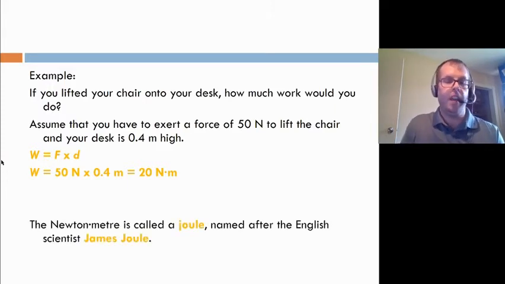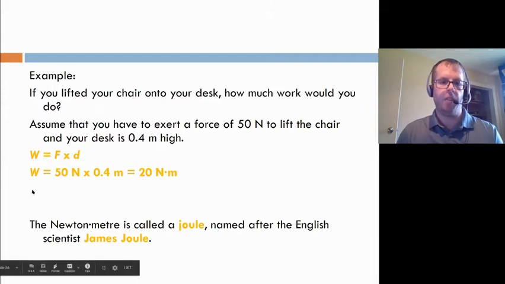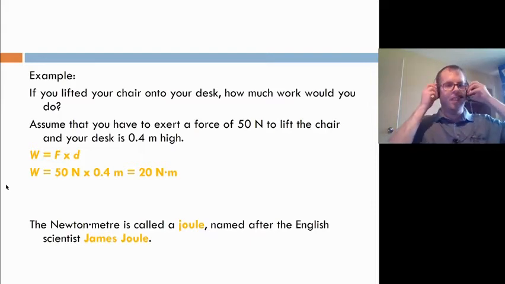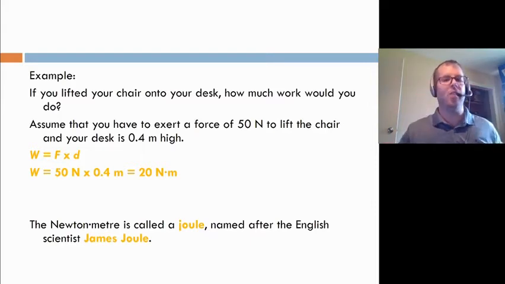Okay, and then we'll mention it right now. Another unit that we can use for work instead of the Newton meters: a Newton meter is also called a joule. And this was named after English scientist James Joule, who did lots of work with work as well. So I used work in two different ways there.